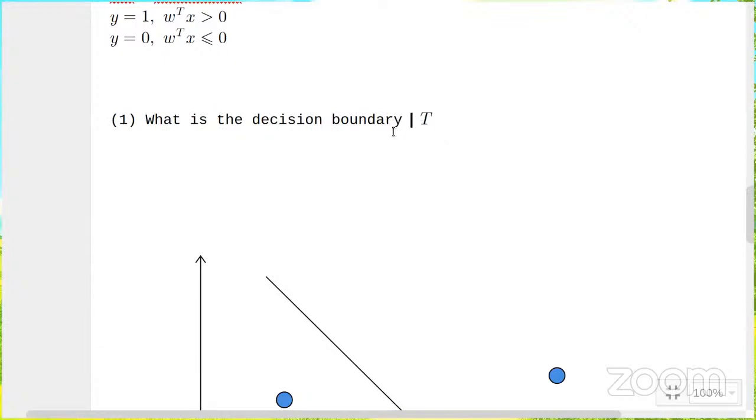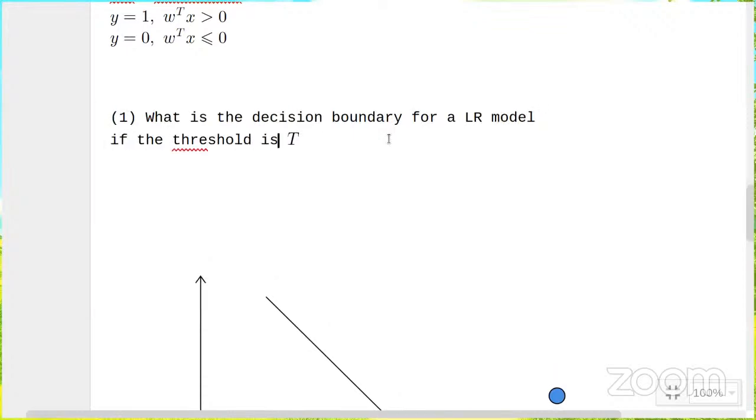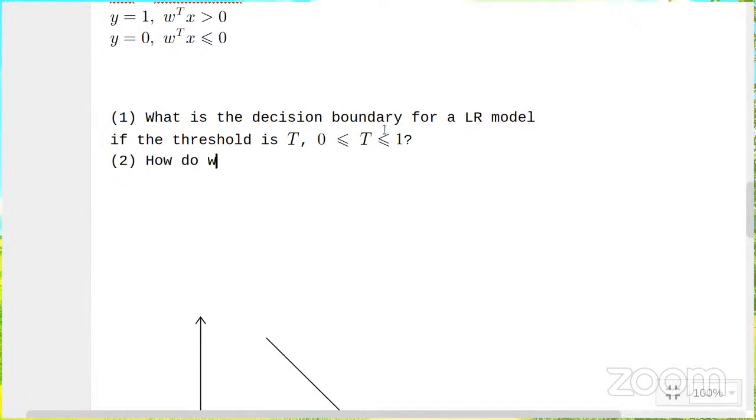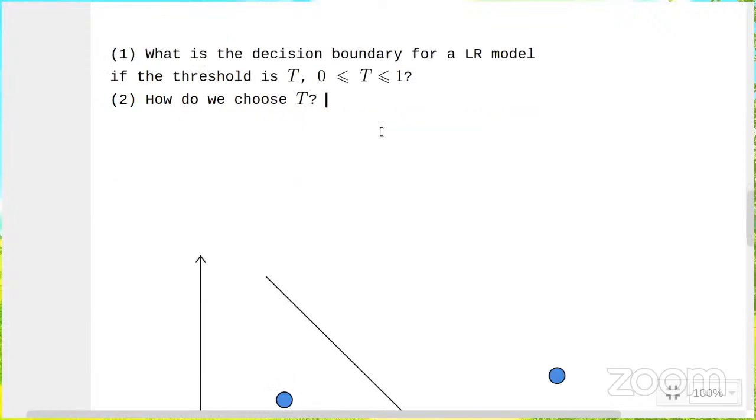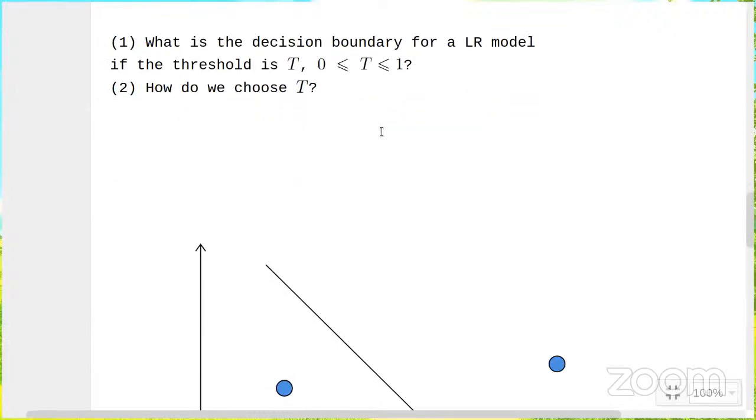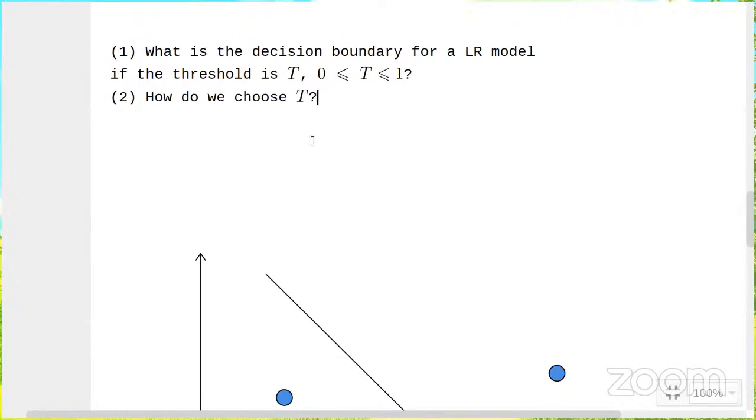What is the decision boundary for a logistic regression model if the threshold is t? T obviously should be between 0 and 1. This is one question you can ask yourself. The second question is, how do we choose t? When should t be high, and when should t be low? These are two questions that I don't want to answer now, but please go back to the quiz 2 paper and find the relevant questions which will give you the answer to this.